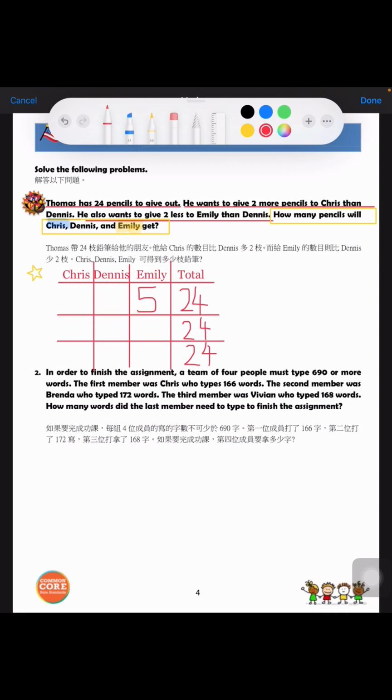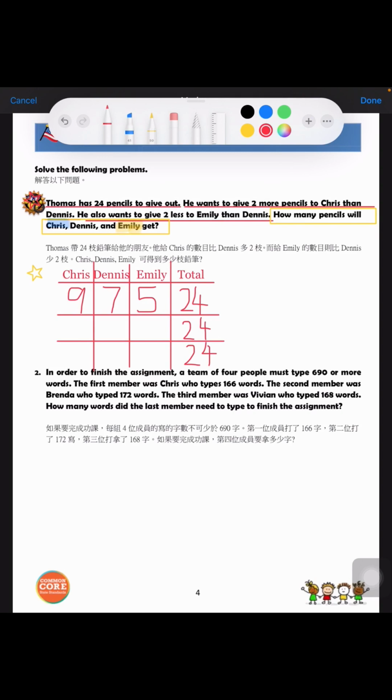Emily has 2 less pencils than Dennis, so the number of pencils Dennis got should be 5 plus 2 equals to 7. And Thomas have given 2 more pencils to Chris than Dennis, so the number of pencils Chris have should be 7 plus 2 equals to 9.